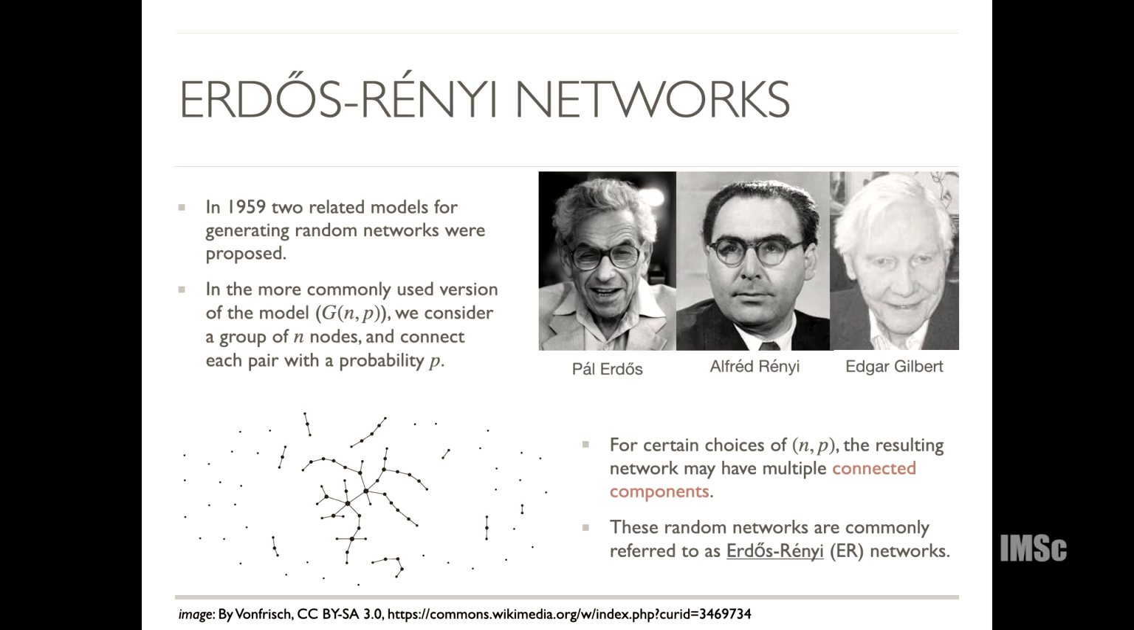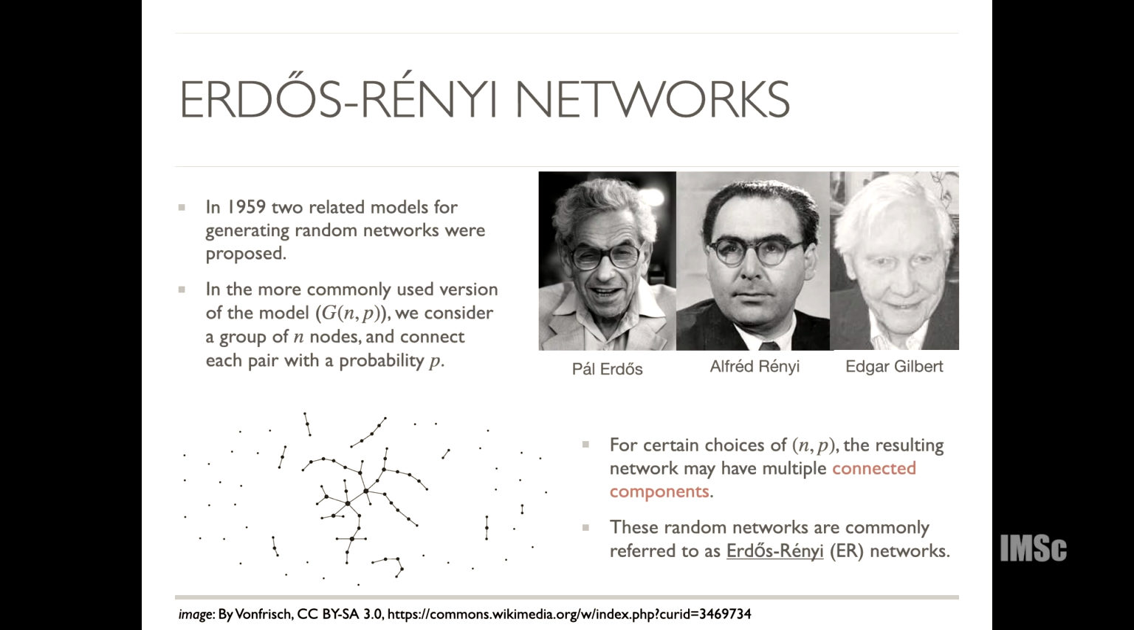So basically what you do in this model is, suppose you have a group of n nodes, you just connect each pair with probability p. That's it. It's a very simple algorithm, and you end up with some network which may have multiple connected components depending on the specific choice of n and p. And remember, we talked about what a connected component was earlier. Suppose I am in this component, I cannot get to another component over here. I can go anywhere within this, but I cannot reach that component. These types of networks are typically referred to in the literature as Erdos-Renyi networks.